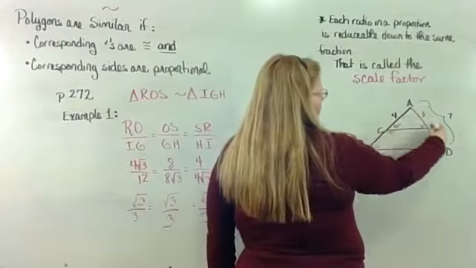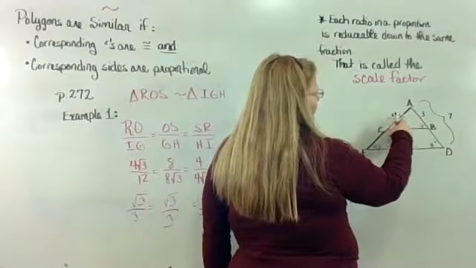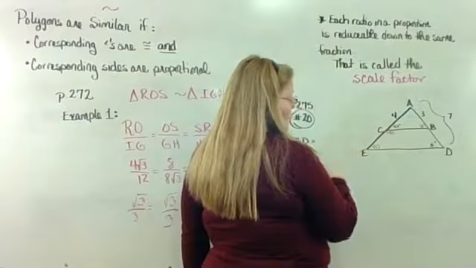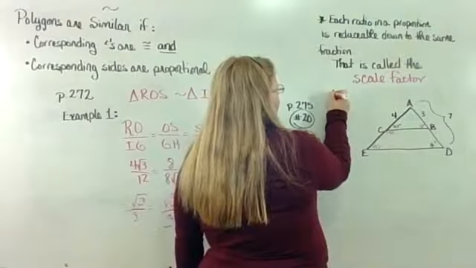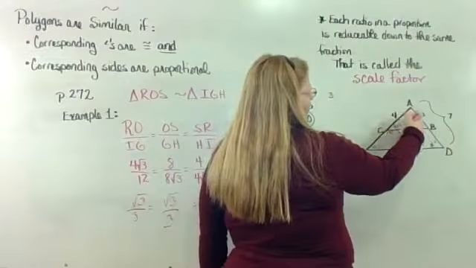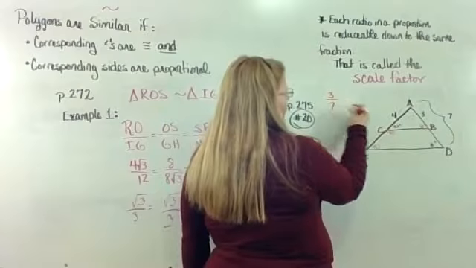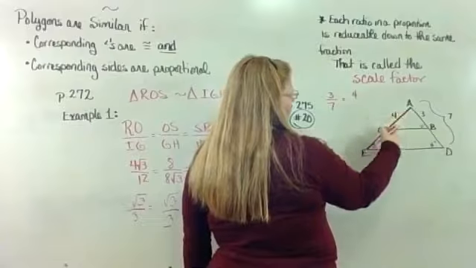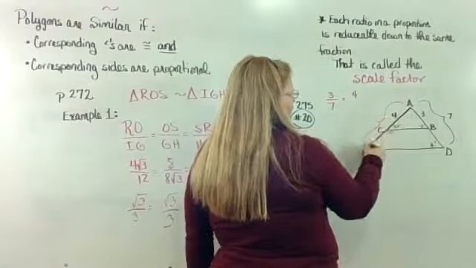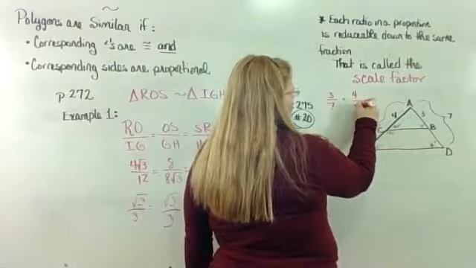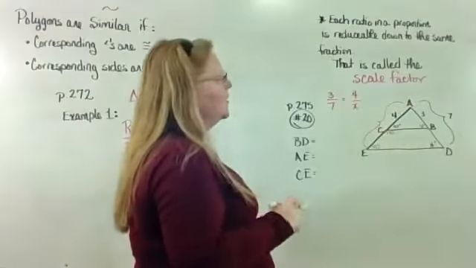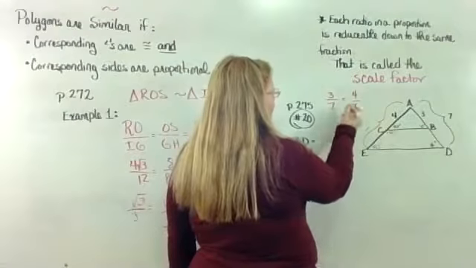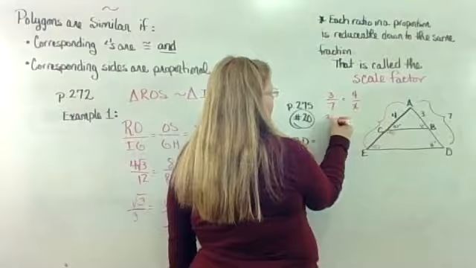So 3/7 has to be equal to 4 over whatever the big one is. That's good, right? So 3, which is my little triangle, over 7, which is my big triangle, has to equal 4, which is my little triangle, over this whole section, which we don't know. So I'll call it X. Do some cross multiplying, because they said they were similar. That gives me 3x is equal to 28.